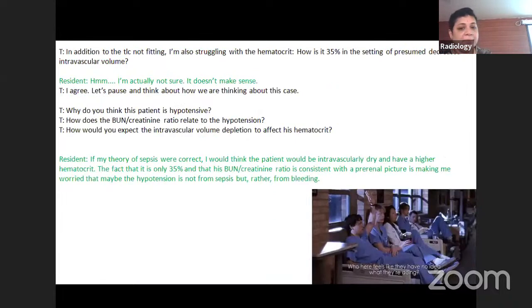So then you take it from there. Finally, you both get frustrated, and then the resident says, maybe, sir, I'm not really sure. It doesn't make sense, but maybe I'm wrong. So this is how it goes.